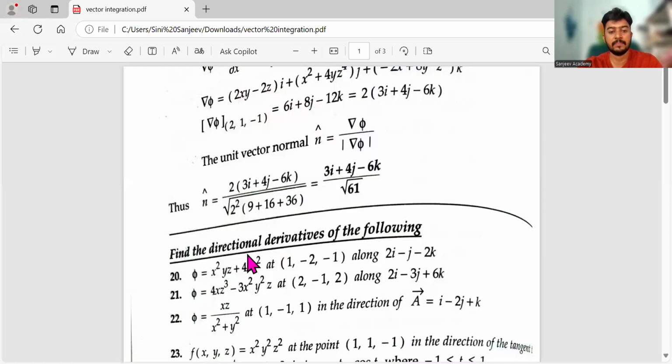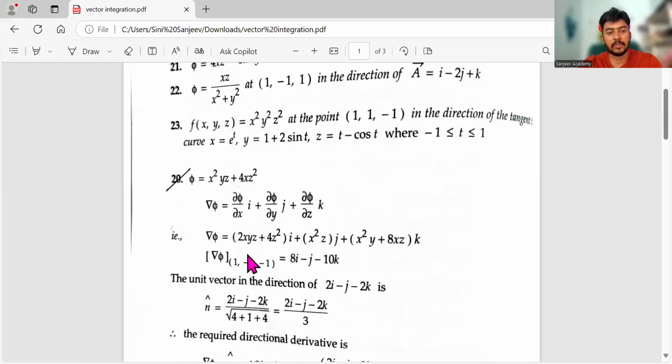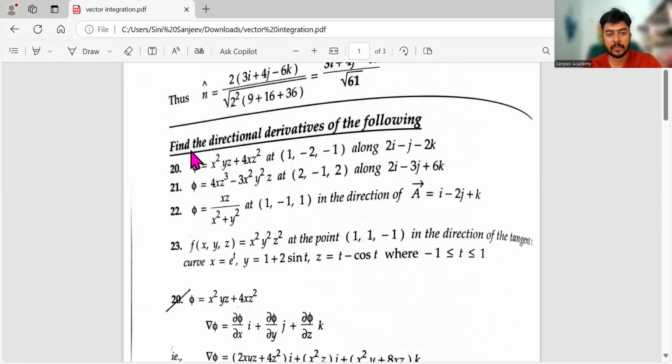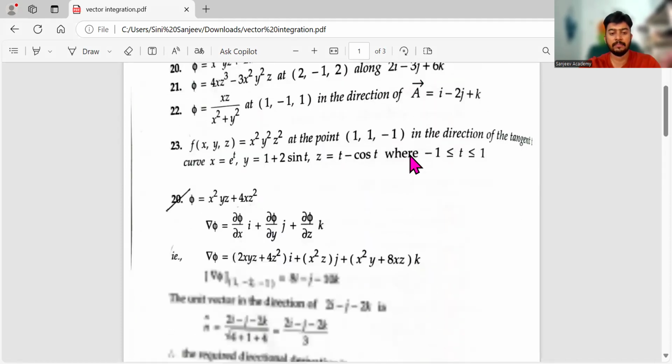Directional derivatives. Correct. So as you can see this question here, del phi. Del meaning what? Dou by dou x, dou by dou y, dou by dou z. And this phi, that is this particular question: x square y z, 4x z square and everything. So this is our question along the axis. This is the axis given.